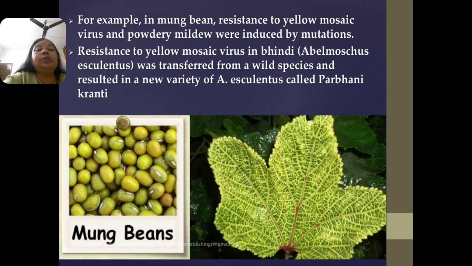The powdery appearance found in the inflorescence was induced with the help of mutation. And resistance to yellow mosaic virus in the bhindi, Abelmoschus esculentus is the name of the bhindi, was transferred from a wild species and resulted in a new variety. This is called Parbhani Kranti. Parbhani Kranti is the variety of the bhindi.